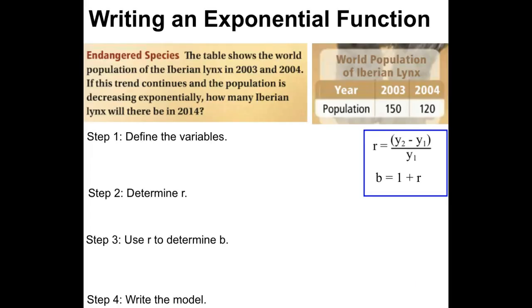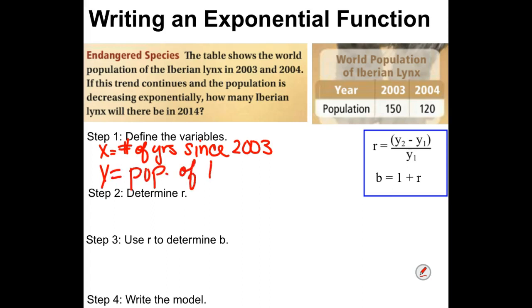It says the table shows the world population of the Iberian lynx in 2003 and 2004. If this trend continues and the population is decreasing exponentially, how many Iberian lynx will there be in 2014? First thing we're going to do is define our variables. I'm going to let x equal the number of years since 2003. What that allows me to do is to think of 2003 as time 0, my starting amount. Does that make sense? And then 2004 would be my first year. Y is going to be the population of the lynx.